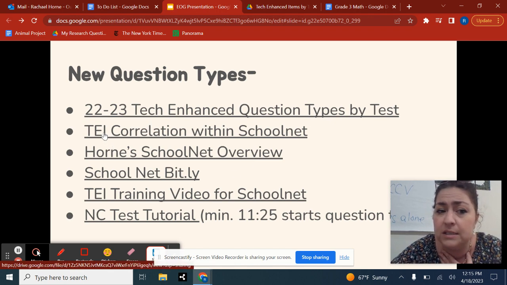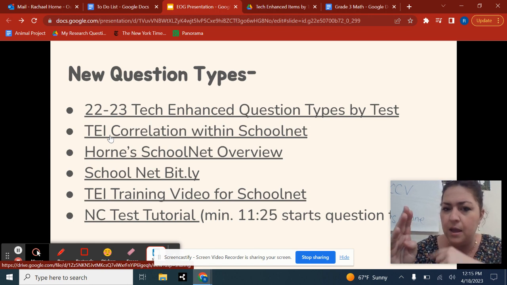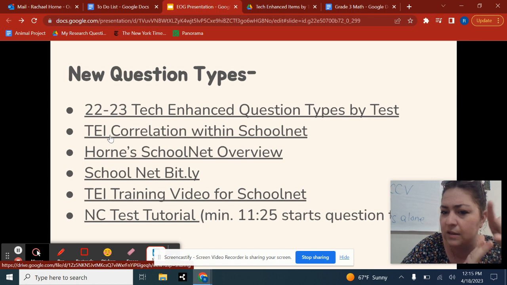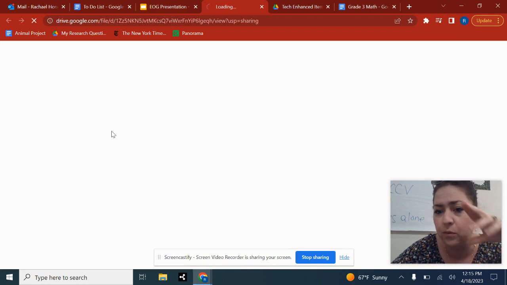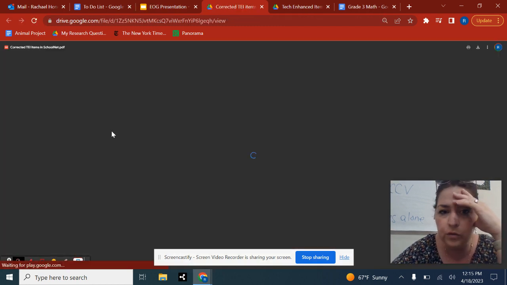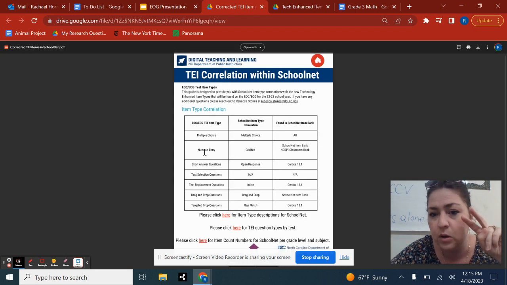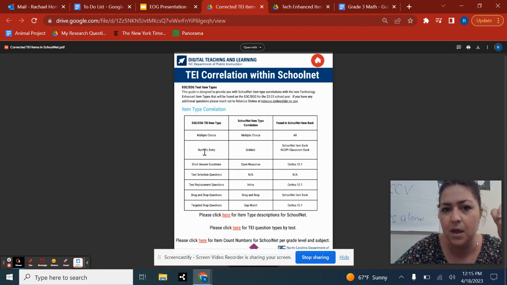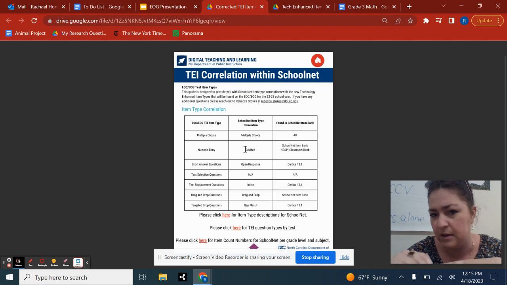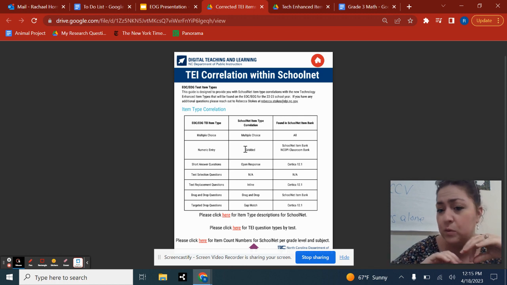Where you see here, technology enhanced question correlation, what that does is take the way that the State Department would list a question type and convert it to the way that you're going to see it listed on SchoolNet. Let me give you an example. The state might call the specific question type numeric entry. But SchoolNet, even though it's the same thing, will call it a gridded response. This is just a conversion chart, so when you're filtering in SchoolNet, you'll know exactly what to list it as.